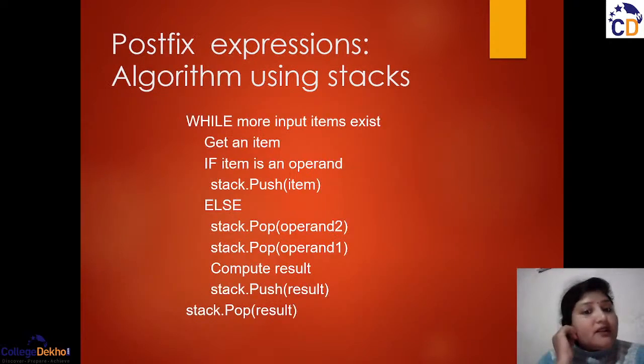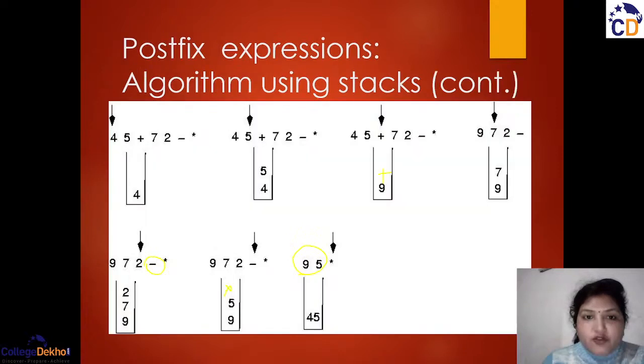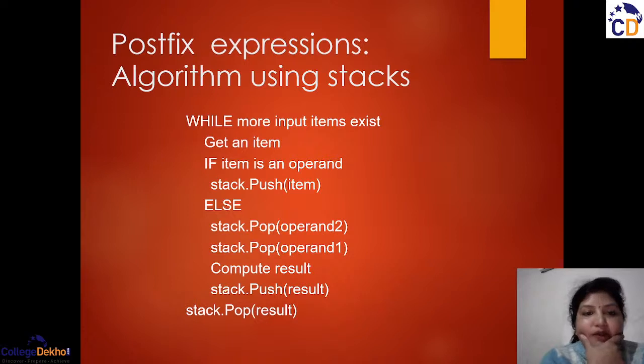Let us see the algorithm for how to implement it, or you may say a pseudo code for that. While more input items exist, get an item. First of all, you get the items. If the item is an operand, or a number you may say, then just push it into the stack. Else, what you are going to do? Else means if it is not an operand, if it is an operator, then pop.